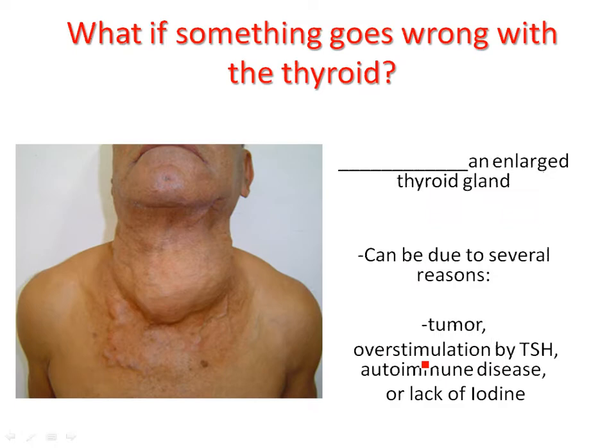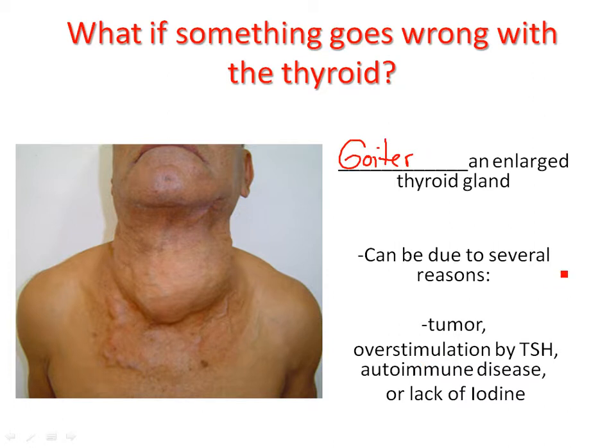Now, obviously things can go wrong. Before, I was talking about an average normal person. When we talk about some drastically out of balance disorders, we're talking about pathology. So, when things go wrong with the thyroid, there are a couple of basic things you need to understand. This is a goiter. Now, a goiter is an enlarged thyroid gland. That is the simple definition.